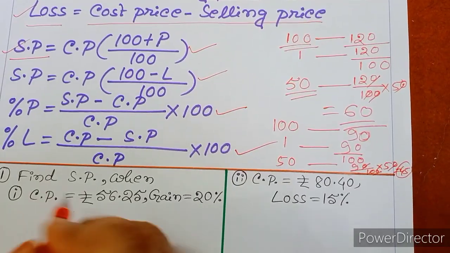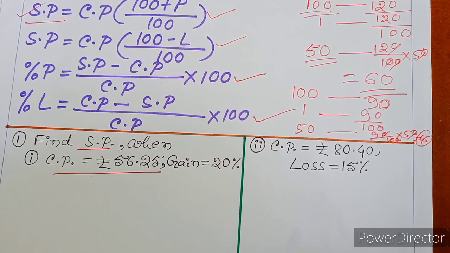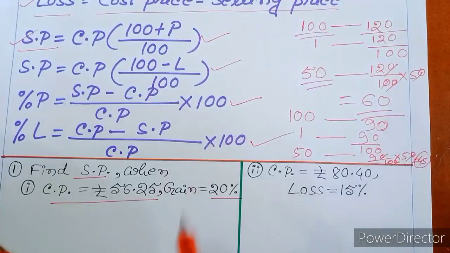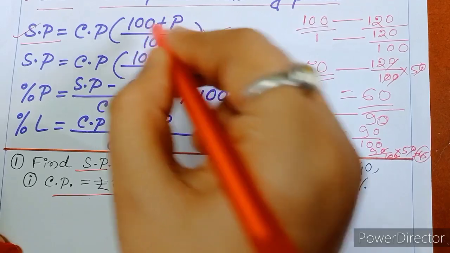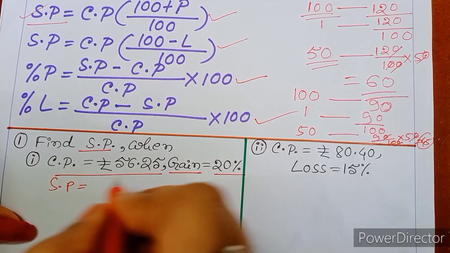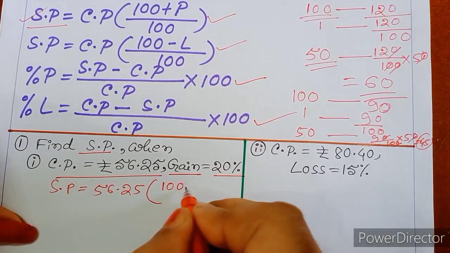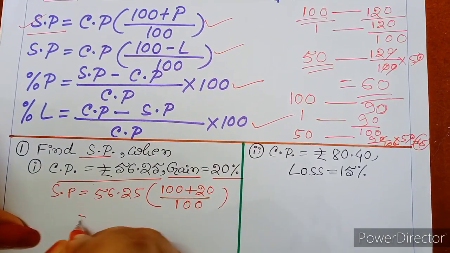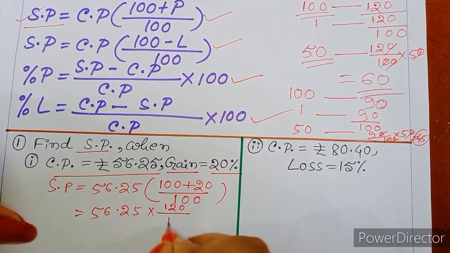Okay, first question. Find selling price when cost price equal to 56.25 and gain 20%. We write the formula, selling price. Gain means profit, so we use this formula 100 plus P by 100. Selling price equal to cost price 56.25, gain 20%, so 100 plus 20 by 100. So 56.25 into 120 by 100.